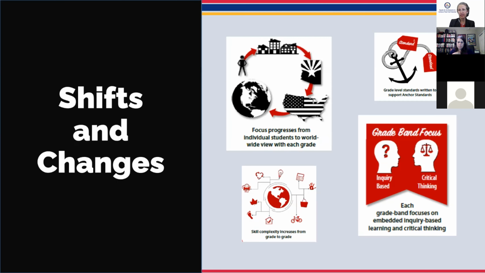We also have anchor standards, which Tammy's going to talk about a little bit later, but these are like these main overarching ideas that we want kids to have mastered at the end of high school, but they do get grade specific pieces of it in elementary school. And then inquiry, which you've heard, is just a big part of our standards. And we're going to show you some great inquiry lessons and how to incorporate those with both ELA and social studies, and even bringing in science and things like that. And then also the skill complexity increases.